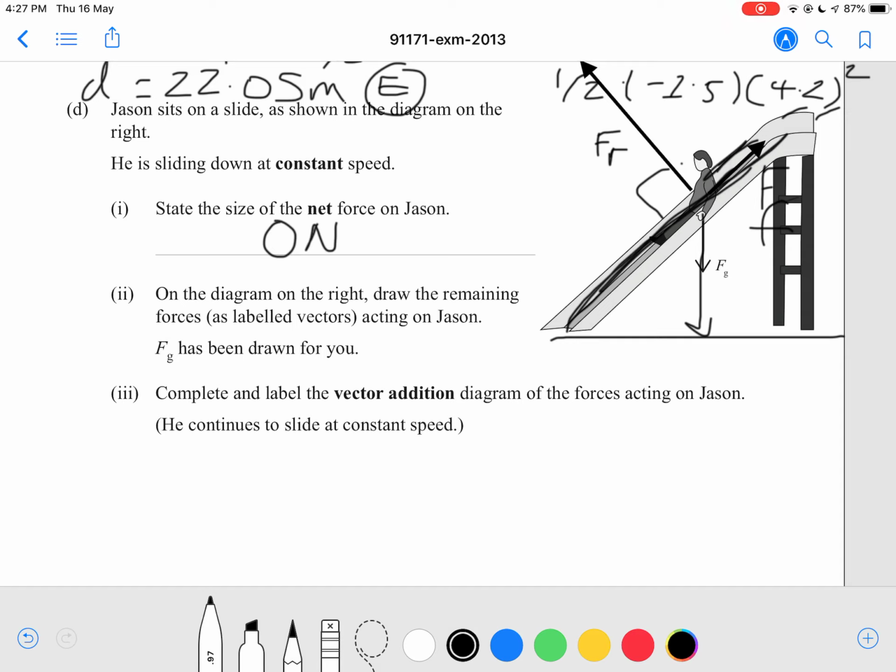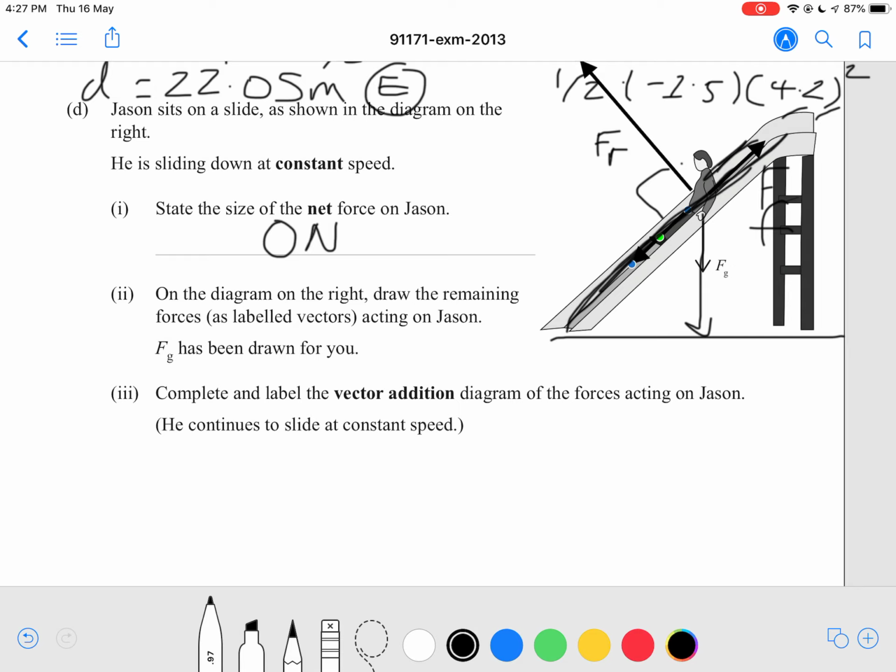And then the force of friction always acts in the opposite direction of the sliding force. There's also a sliding force. You don't need to put the sliding force for this question, but just to let you know, there's a sliding force that's allowing Jason to slide down. And remember, because the net force is equal to 0, that means the forces are balanced, and this means that the sliding force is equal to the friction force.